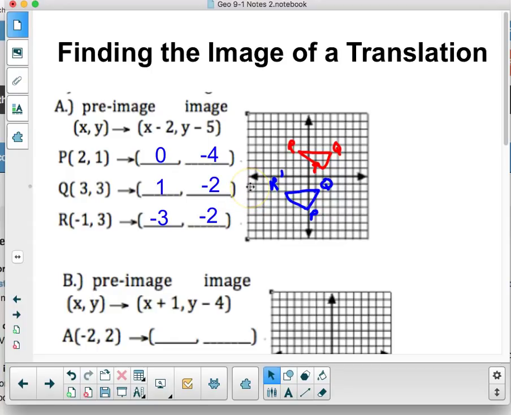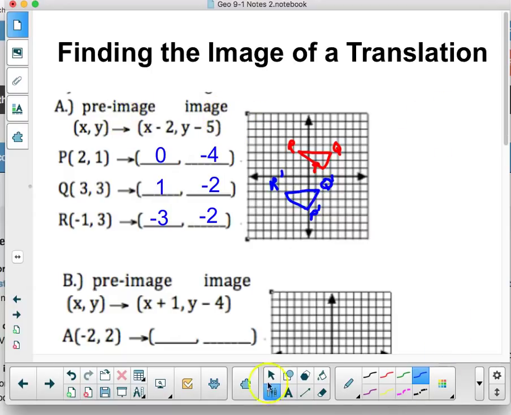Okay, so let's check this and see if it makes sense. When we did this, we moved it to (0, negative 4). 1, 2, 3, 4. That's our P prime, and I should put those in prime. That's my P prime, and that's my Q prime. And I went (1, negative 2) for Q prime. And I went (negative 3, negative 2) for R prime. So that's my changed figure from pre-image to image.